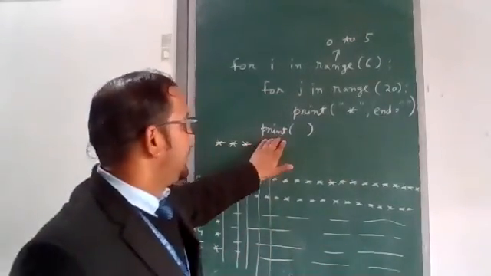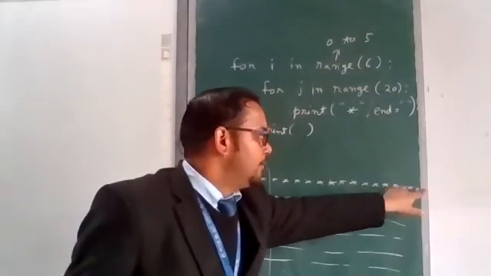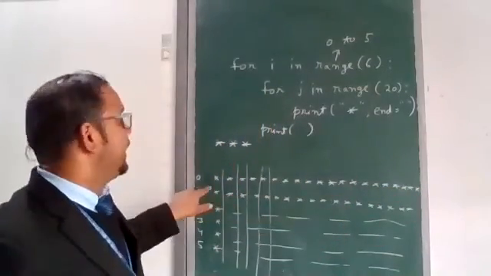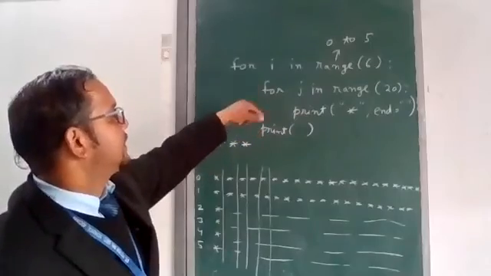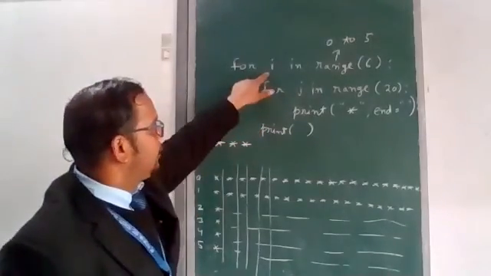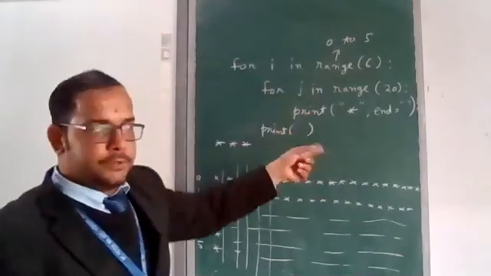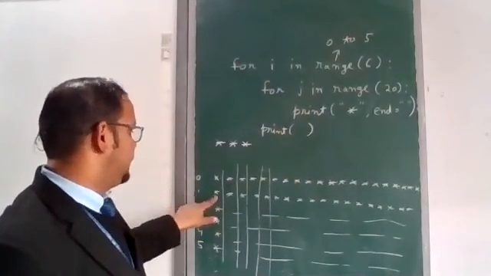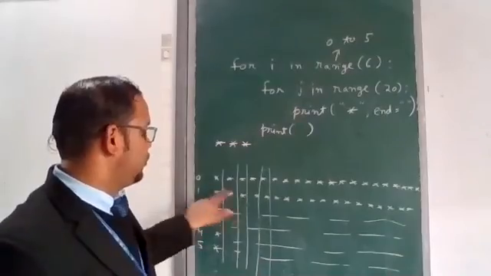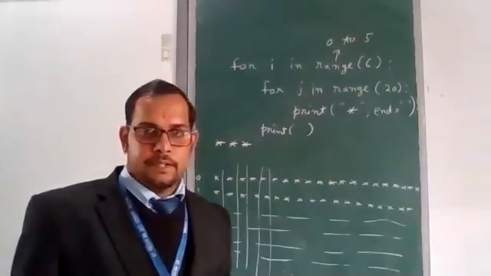This blank line means we have to move from the first line to the second line. So we go from the first line to the second line and again start with the value of I as 1, and then J starts from 0. Then 1 0, 1 1, 1 2, 1 3, 1 4, like this. Is it clear?